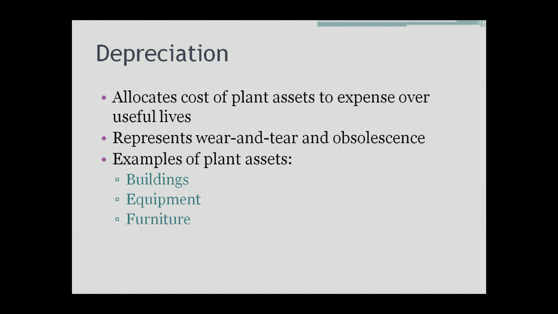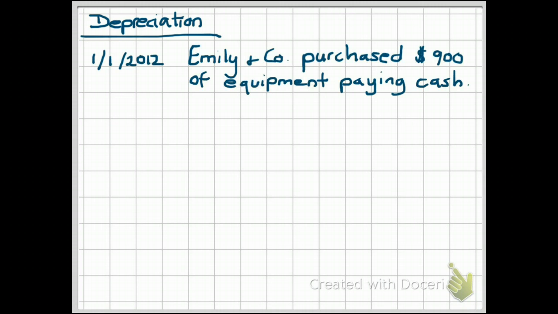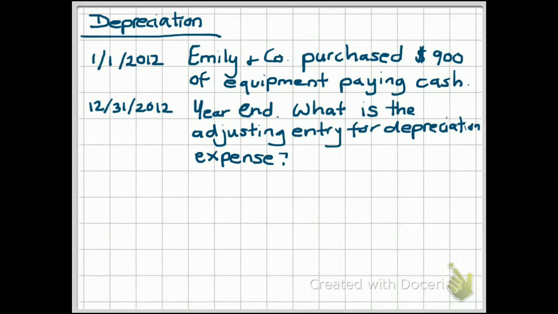Also, sometimes you see the term plant assets. Plant assets typically mean long-term assets such as buildings, equipment, and furniture. Let's look at an example for depreciation. On 1st of January 2012, Emily and Company purchased $900 of equipment paying cash. On December 31st, 2012, it is the year end, and what is the adjusting entry for depreciation expense?